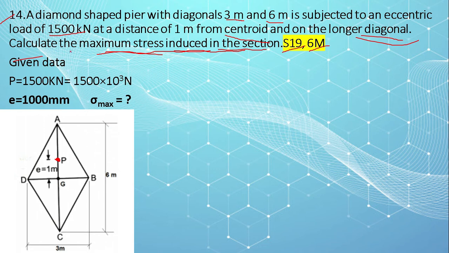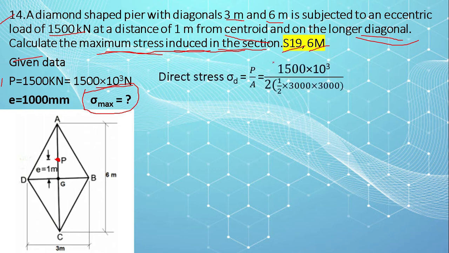So given data, force P is 1500 kilonewton, convert it into Newton, 1500 into 10 raised to 3 Newton. Eccentricity E is equal to 1000 mm. We have to find out this sigma max, the maximum stress induced in a section.